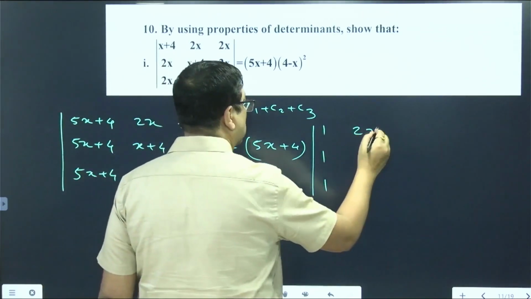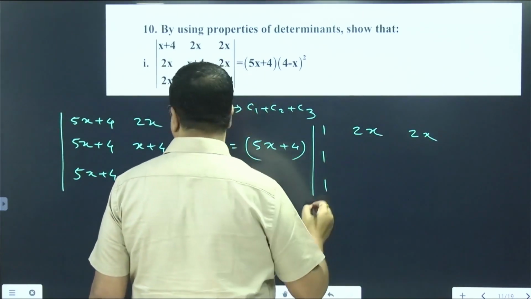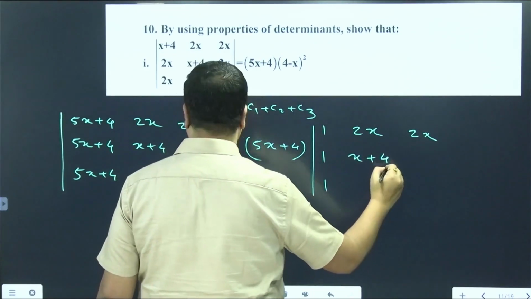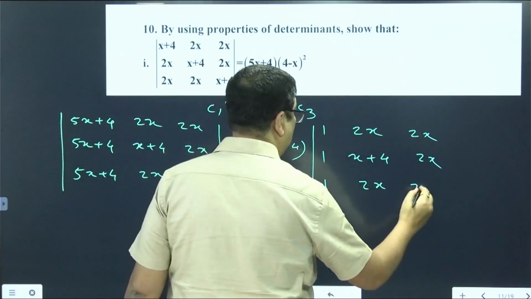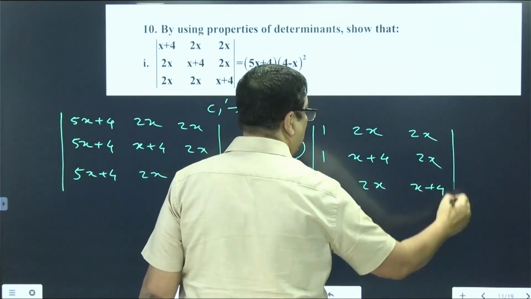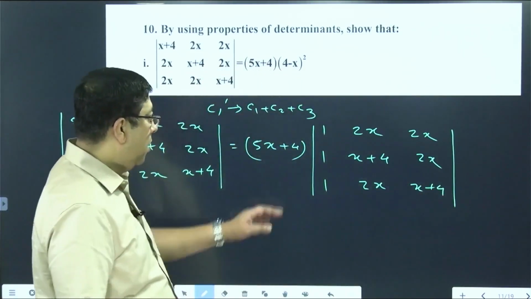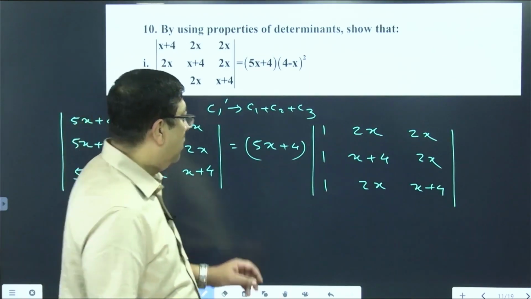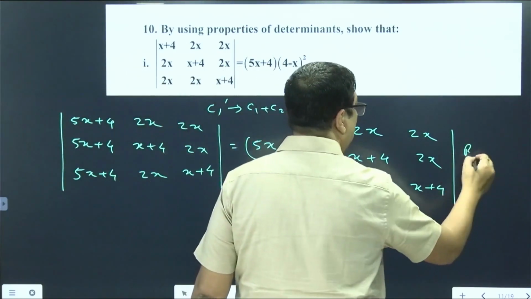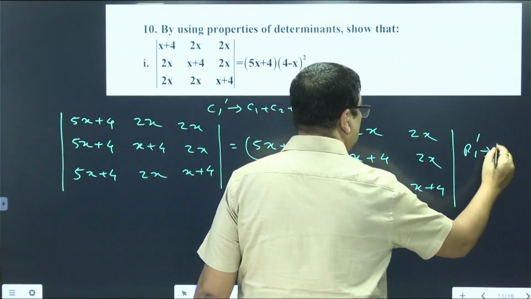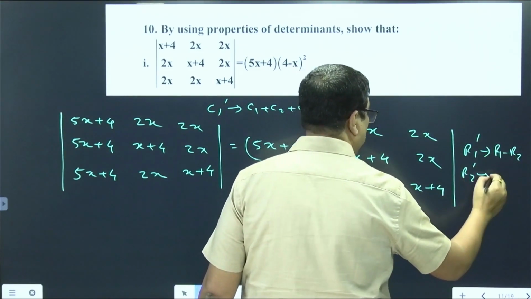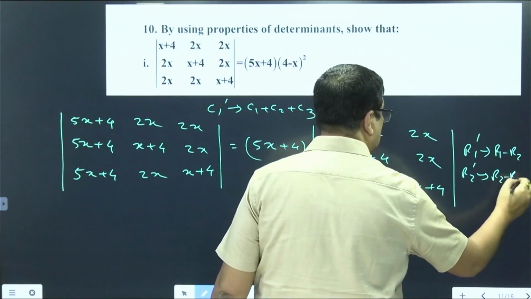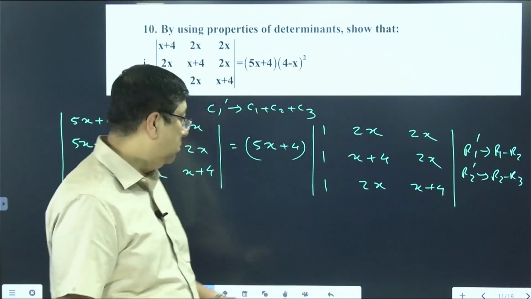So 2x, 2x, this is x plus 4, 2x, and here 2x, x plus 4. Now if we apply on R1 one operation R1 minus R2, and on R2 let us apply one operation R2 minus R3. So we are getting the number of zeros.